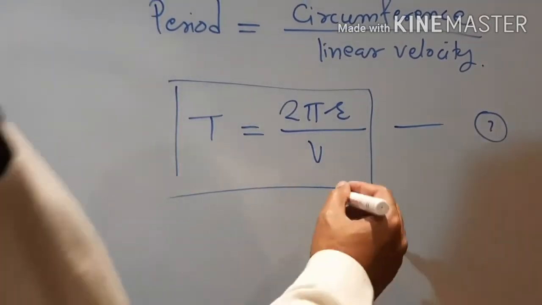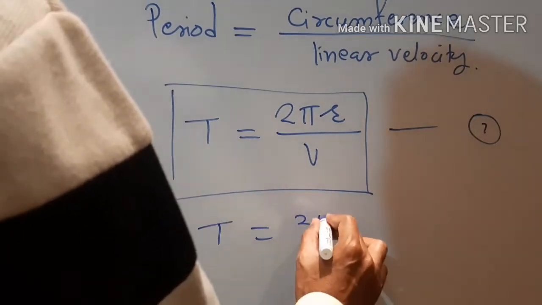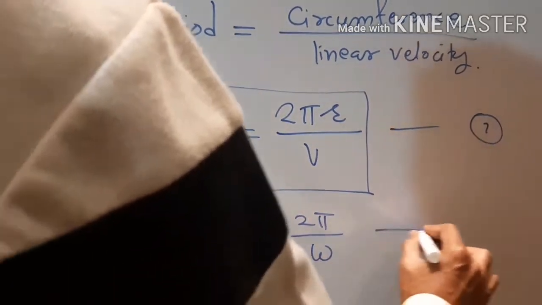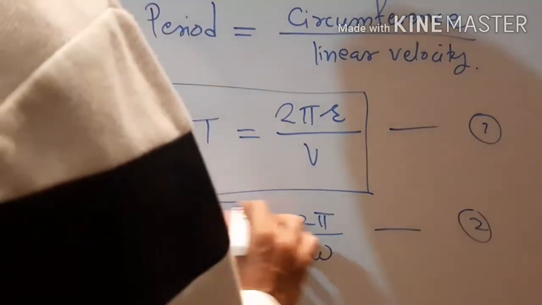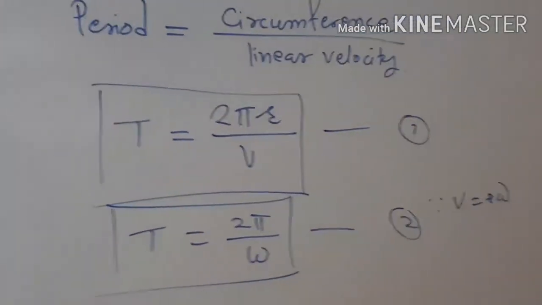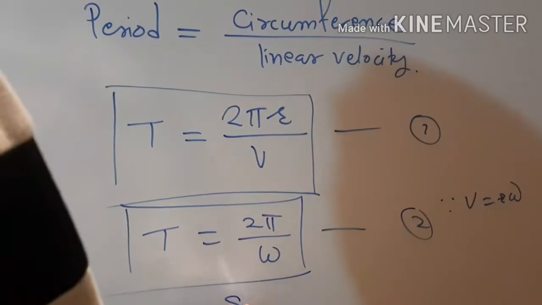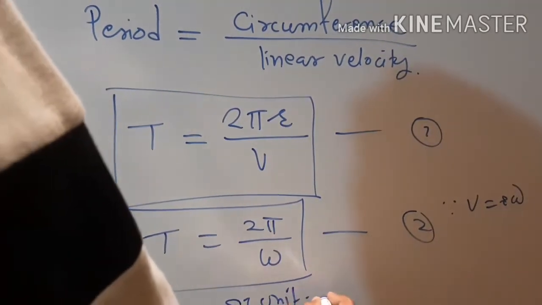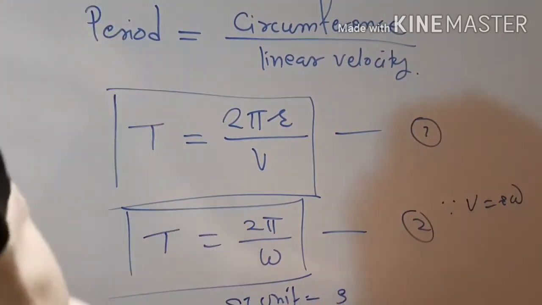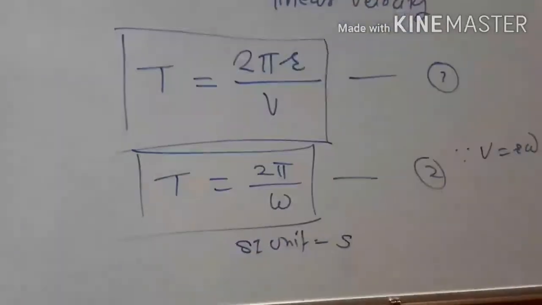Now, if v is equal to r omega, then the formula for the period is 2 pi upon omega. This is the second important formula, because v is equal to r omega. Write down there, because v is equal to r omega. SI unit is second. Write down here, SI unit second.